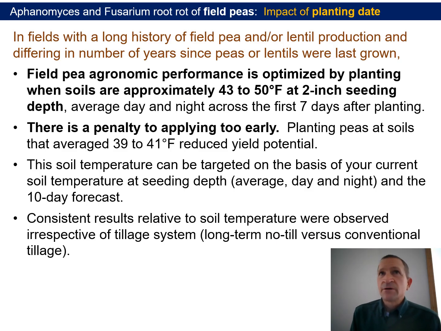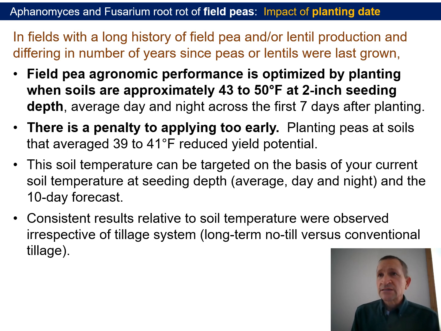What we have learned from our studies evaluating the impact of planting date on field pea agronomic performance under Fusarium and Aphanomyces pressure is that planting date is enormously important. We have optimized the agronomic performance of field peas under root rot pressure by planting when soils average between approximately 43 and 50 degrees Fahrenheit at the 2-inch seeding depth that we utilized in the first 7 days after planting.